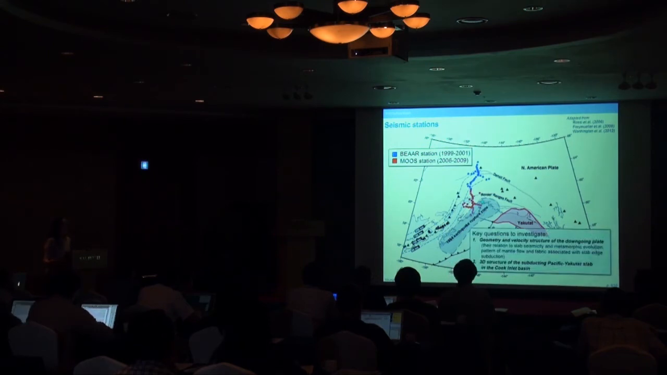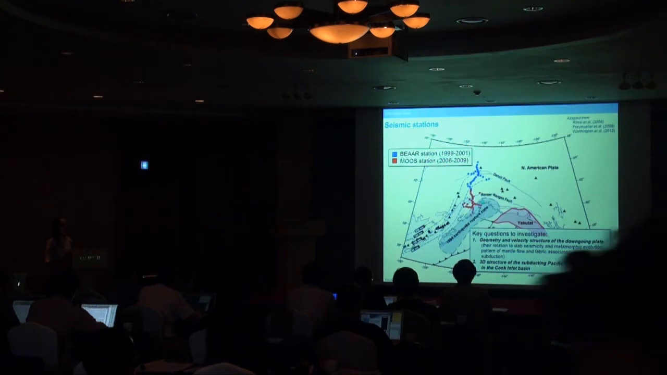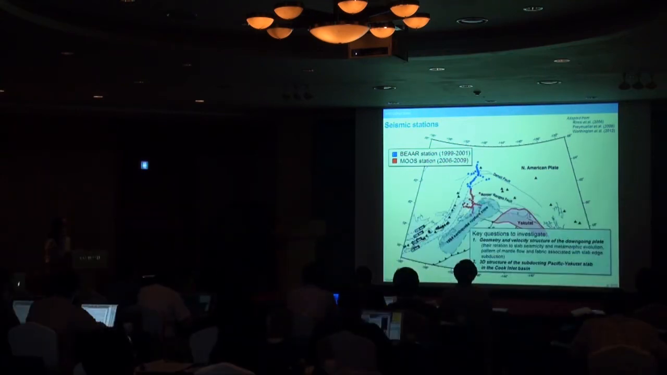So some of the key questions to investigate are, first, what is the geometry and velocity structure of the downgoing plate, in particular their relation to slab seismicity and metamorphic evolution, pattern of mantle flow, and fabric associated with slab edge subduction. And secondly, what is the 3D structure of the subducting Pacific Yakutat slab in the Cook Inlet basin?